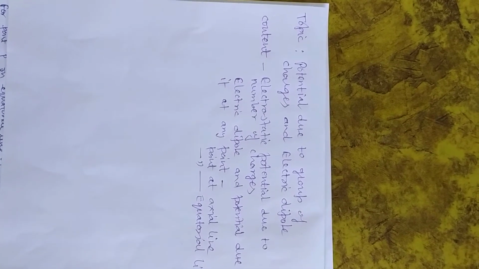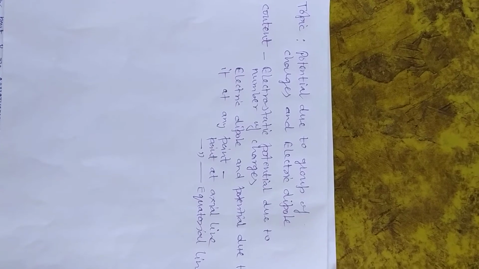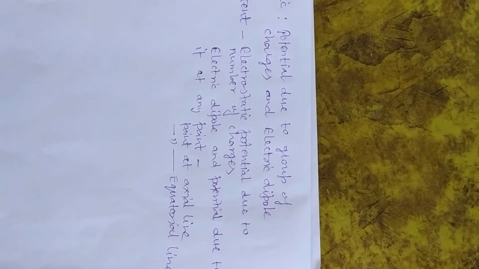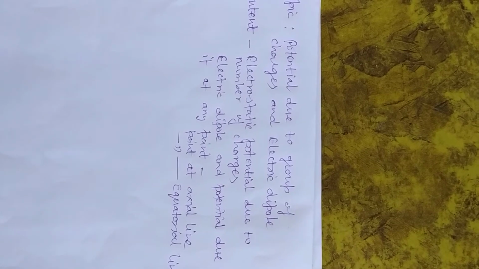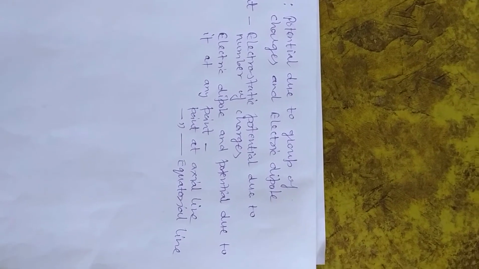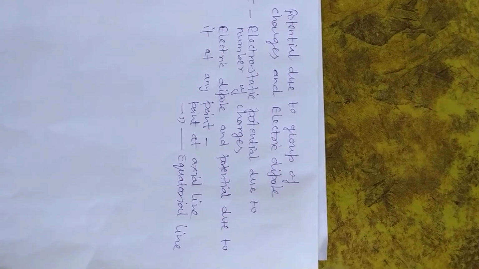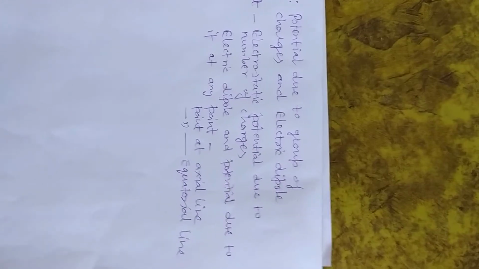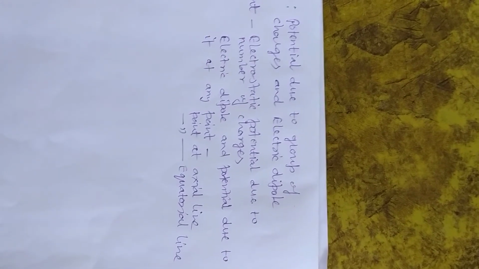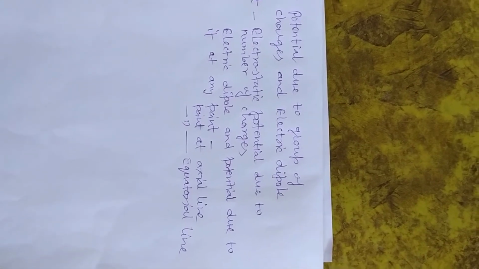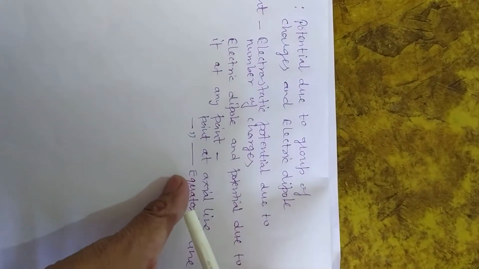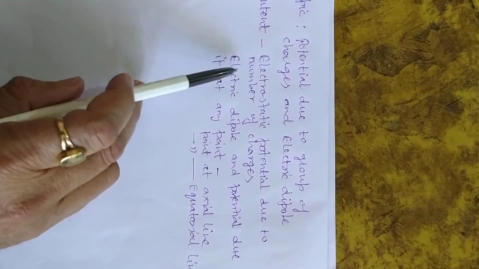Today we will be covering the topic the potential due to group of charges and electric dipole. The content we will take up will be the electrostatic potential due to a number of charges, meaning a group of charges, and secondly the electric dipole and potential due to it at any point, at a point on the axial line and also at a point on the equatorial line of the electric dipole. So these will be the points to be covered.